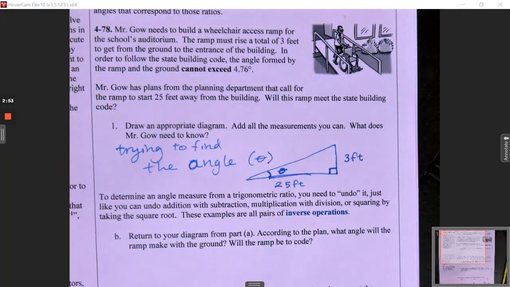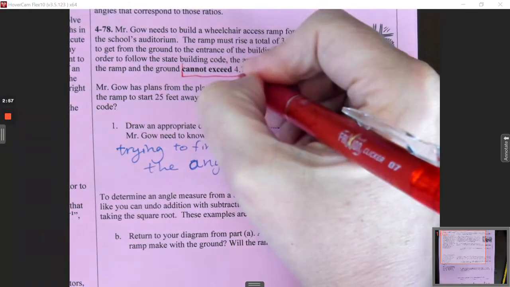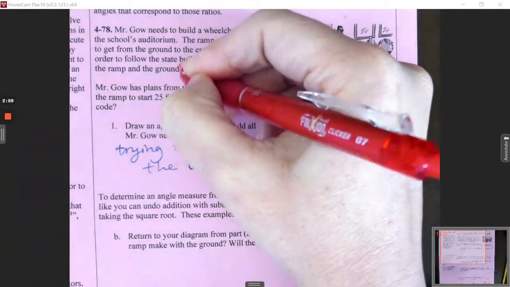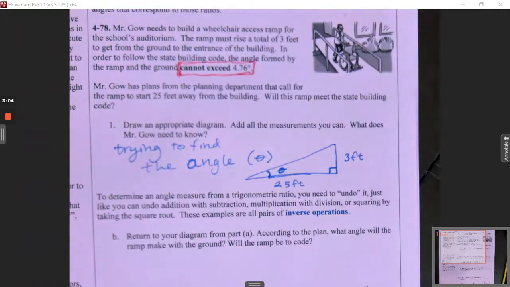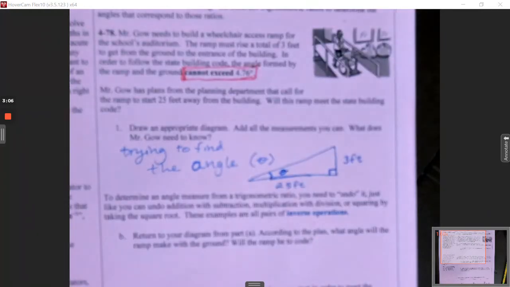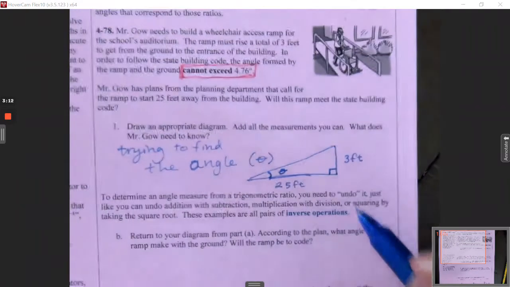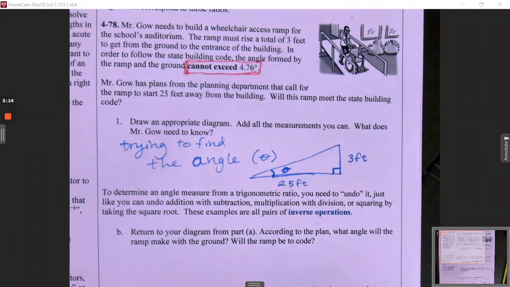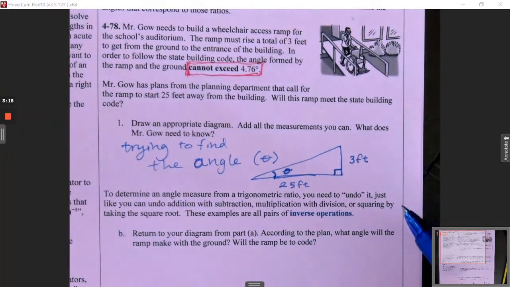Okay. To determine an angle from a trigonometric ratio, we need to undo it. Just like you can undo addition with subtraction, multiplication with division, or squaring by taking the square root, these are all pairs of inverse operations. So every operation has its inverse pair. It's really important that we understand that. We use that on a regular basis. I like pairs.